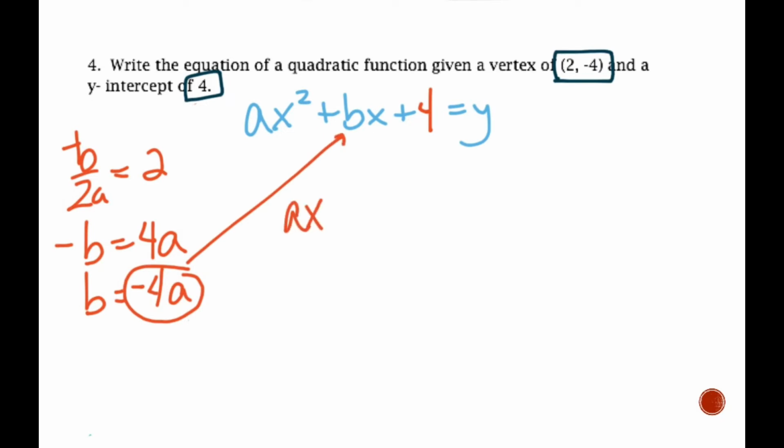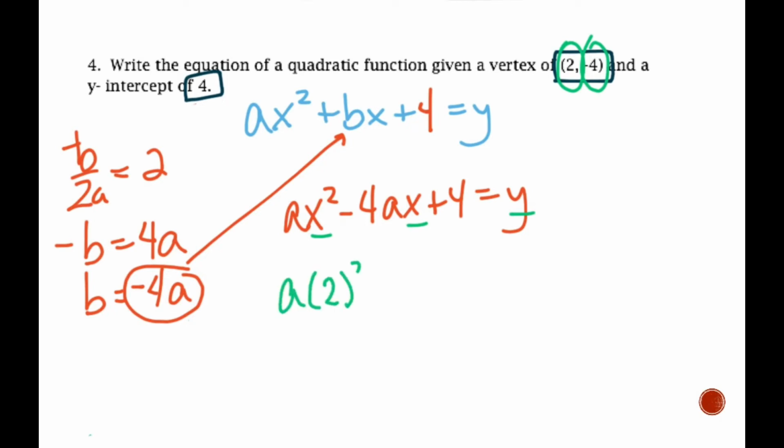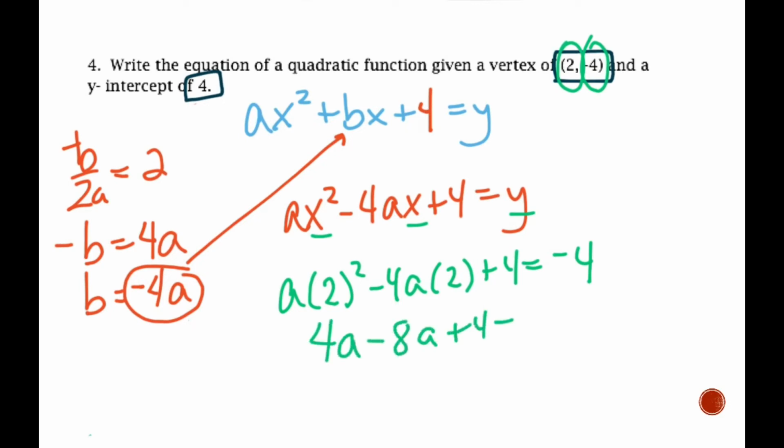So ax squared minus 4ax plus 4 equals y. And then I'm going to take my 2 and my -4 and I'm going to plug them in for my x's and y's. So I'm going to have a times 2 squared minus 4a times 2 plus 4 equals -4. Okay, now we can solve it for a. So I'm going to have 4a minus 8a plus 4 equals -4. So -4a is equal to -8, and so a is equal to 2.